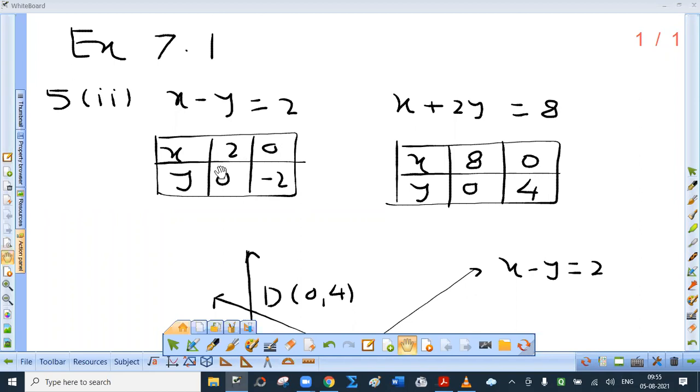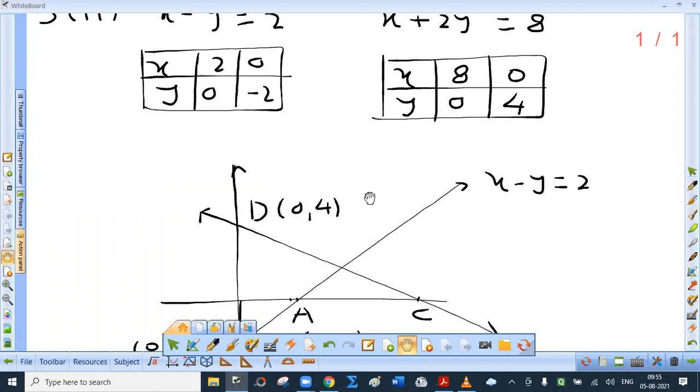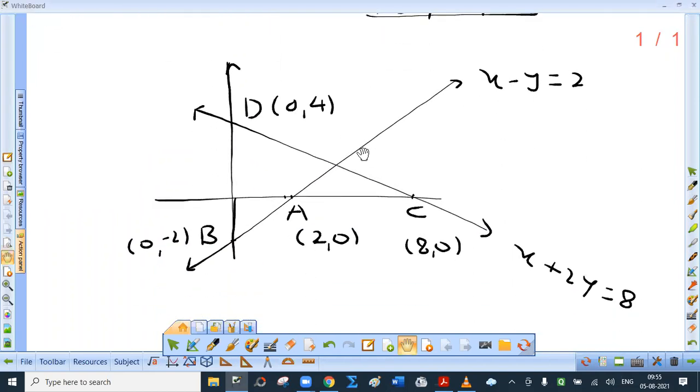So when x equal to 0, y is minus 2, y is 0, x is 2. So the points (2, 0), (0, -2) lie on the line. Here, the points (8, 0), (0, 4) lie on the line. So these are the lines. Okay. You have to do these many things. Basically, name the lines. Then, if possible, write the coordinates of these points of intersection of axis and the line. And most importantly, you have to write the equation of the line.